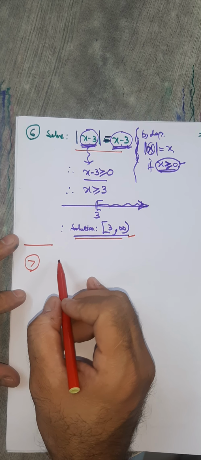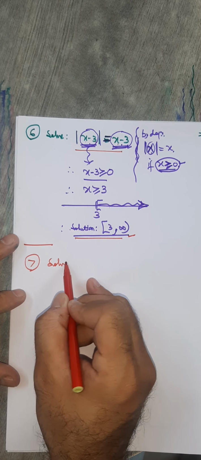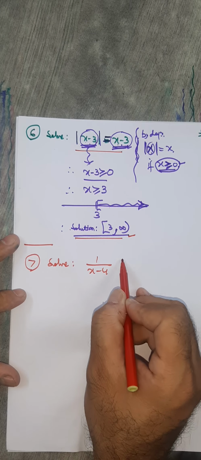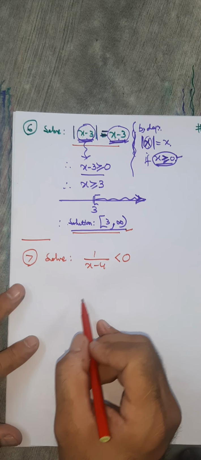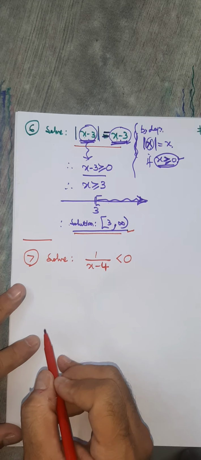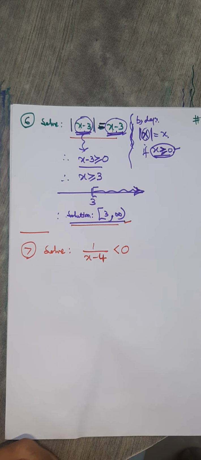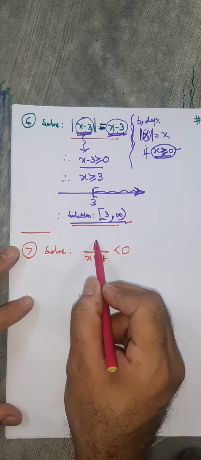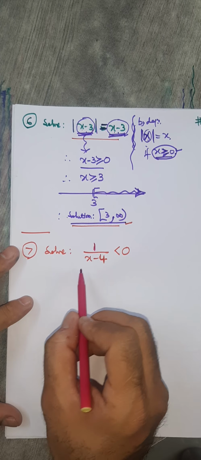See this question, solve this inequality. Again, the question is same. 1 upon x minus 4 less than 0. Now here the variable is in the denominator. Earlier we have not come across such questions, remember. Now you just need to think, this is a rational expression.